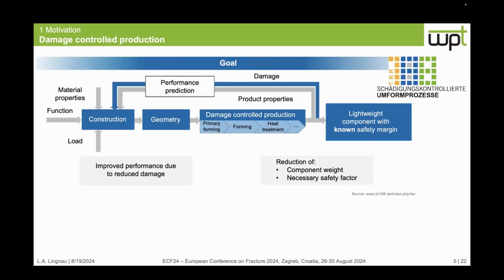Because of that, we have the damage control forming process within the project, where we look at the damage that we induce by metal forming and improve the utilization of the lightweight construction potential by evaluating this damage by the forming process. I will describe in a few seconds what damage is for us, and then we can lower the safety factors so we can use the lightweight potential.